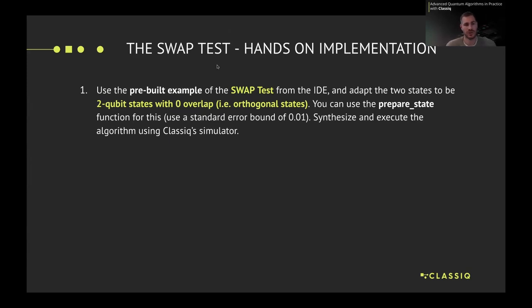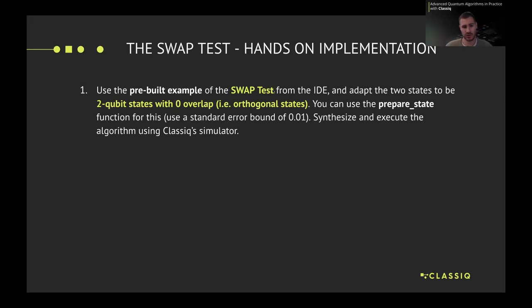What I want you to do is to use the pre-built example of the swap test from the IDE, which is what I opened for you, and adapt the 2 states to be 2 qubit states with 0 overlap, so orthogonal states. I encourage you to use the prepare state function for this use case. Use a standard error bound of 0.01, so you can view what the arguments are that you should enter into prepare state, and we'll do an example.